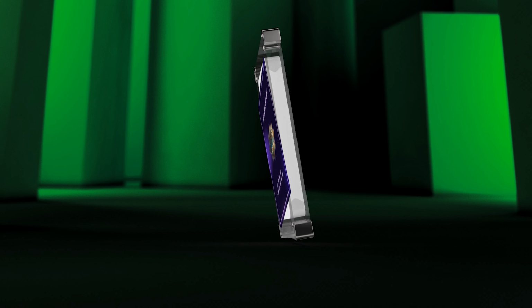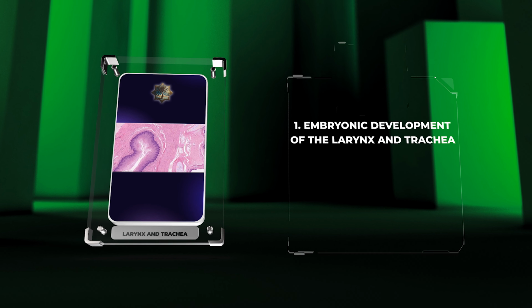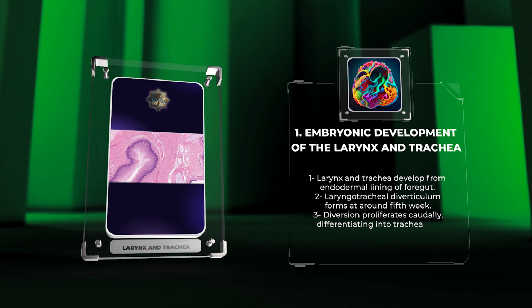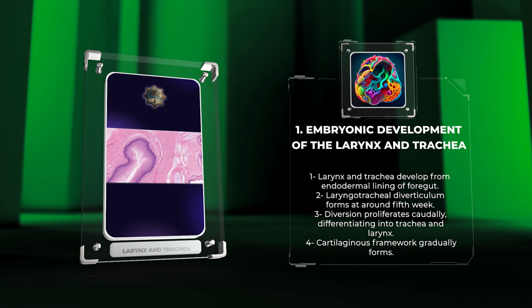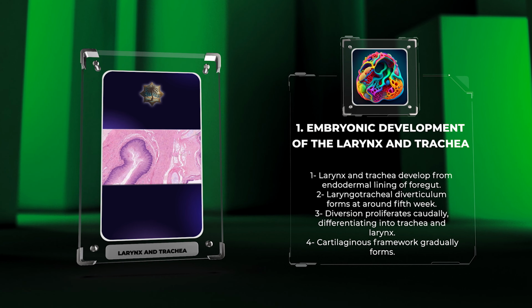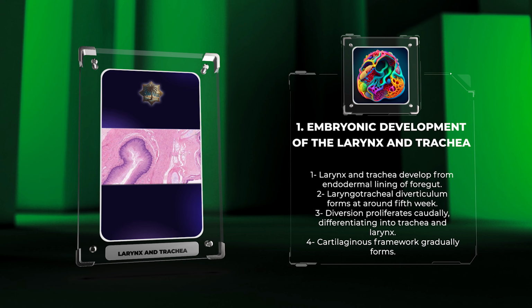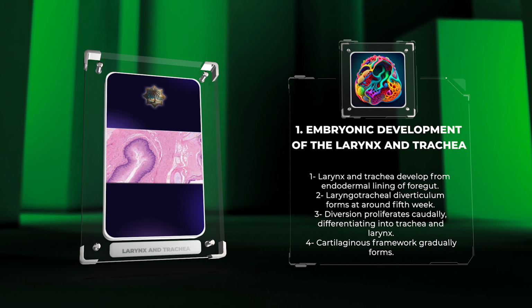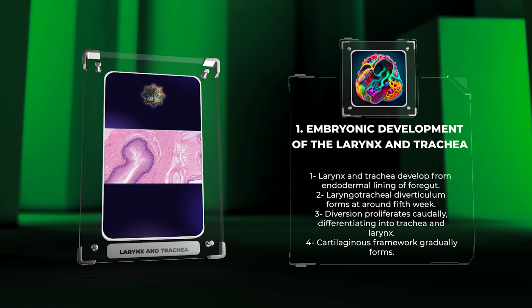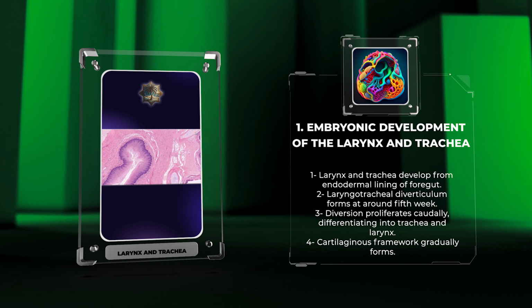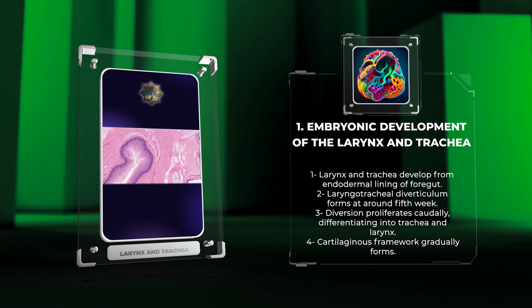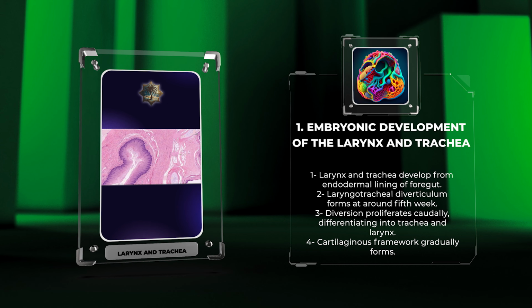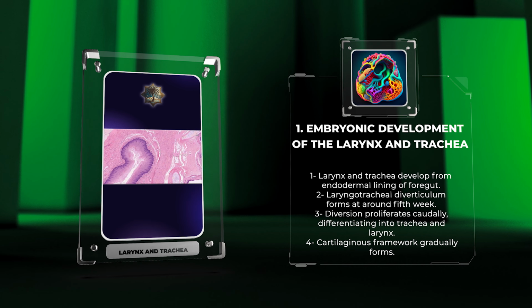During embryogenesis, the larynx and trachea develop from the endodermal lining of the foregut. Around the 5th week, a ventral outgrowth from the foregut forms a tubular structure known as the laryngotracheal diverticulum. This diverticulum proliferates caudally, differentiating into the trachea and the larynx. The cartilaginous framework gradually forms, supported by neural crest-derived mesenchyme. As development progresses, the vocal cords, epiglottis, and various laryngeal cartilages become distinguishable.